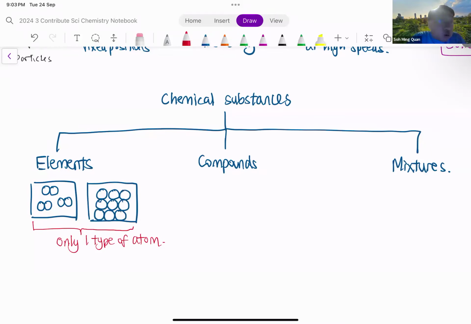Not only that, now that you have done kinetic particle theory, we can say that this is a gaseous element, because we can see that the particles are spaced far apart in a disorderly arrangement, whereas the one on the right is a solid element because the particles are closely packed in a regular, orderly arrangement. So the idea is elements must only contain one type of atom.